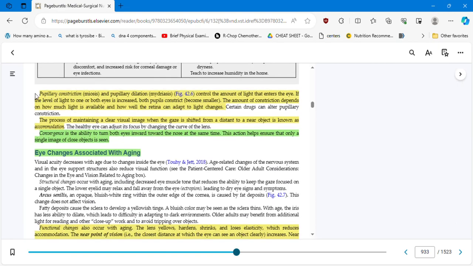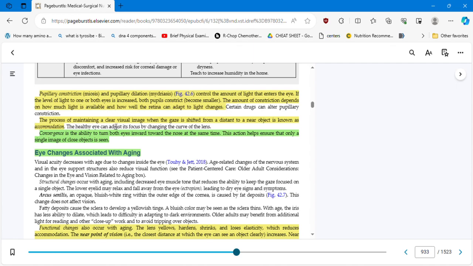Pupillary constriction. So we spoke about refraction, right? About the hyperopia and myopia. Now we are talking about pupillary constriction. Remember, there are four functions of the eye. In constriction, pupillary dilation, which is mydriasis, and also we saw some pictures before, control the amount of light that enters the eye. If the level of light to one or both eyes is increased, both pupils constrict, become smaller, and this must happen in both eyes. The constriction must be in both, bilateral, okay? The amount of constriction depends on how much light is available and how well the retina can adapt to light changes.